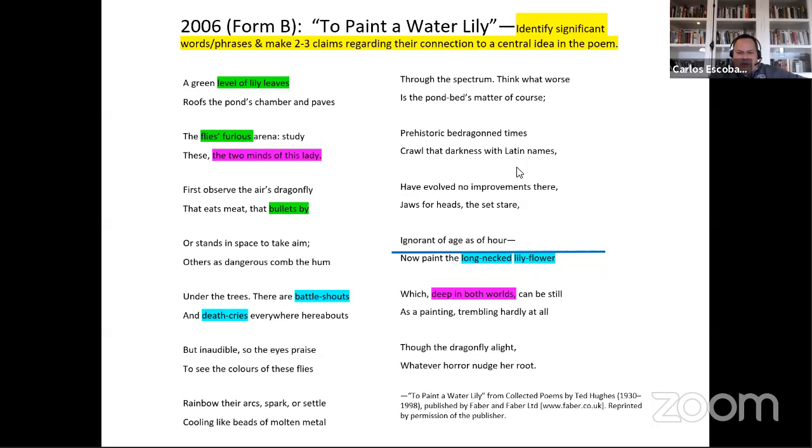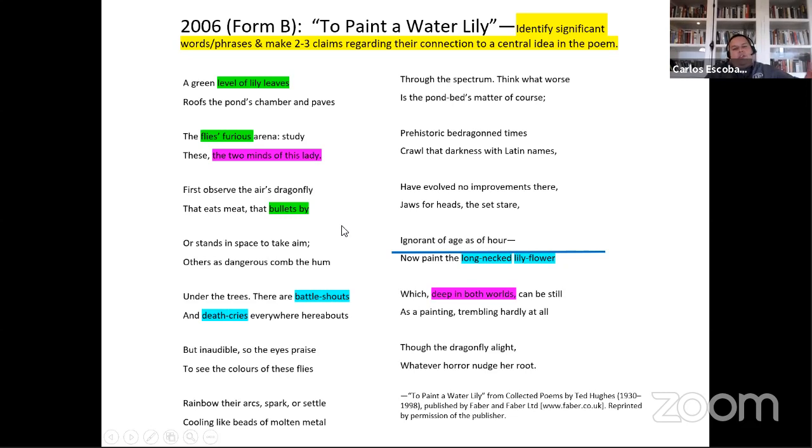And then we have a series of hyphenated words that are linked together. We have battle shouts and death cries, which are very violent and, if you will, negative images. But then later on, we also have hyphenated words, and this time we have long-necked lily flower. The imagery here is different, isn't it? It's gentler, it's peaceful, and perhaps this is again turning our attention to the duality that exists in the poem.